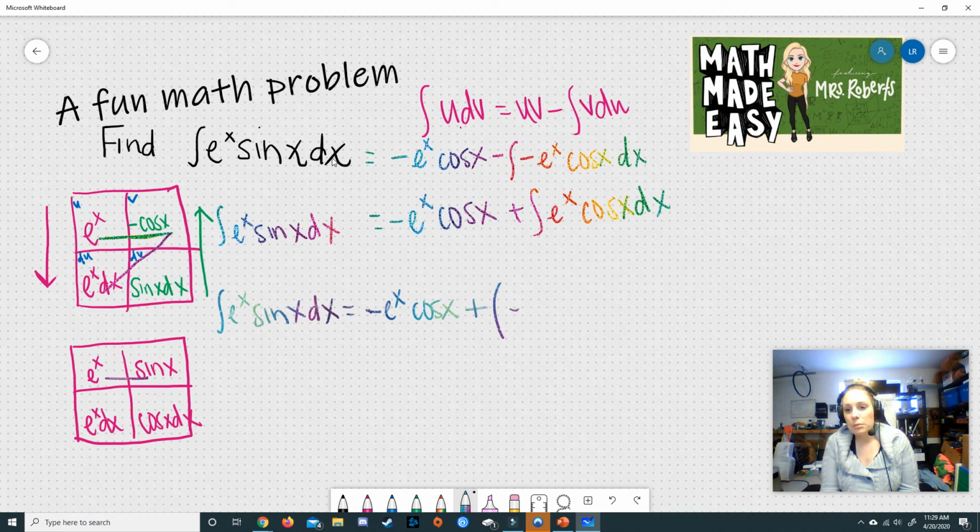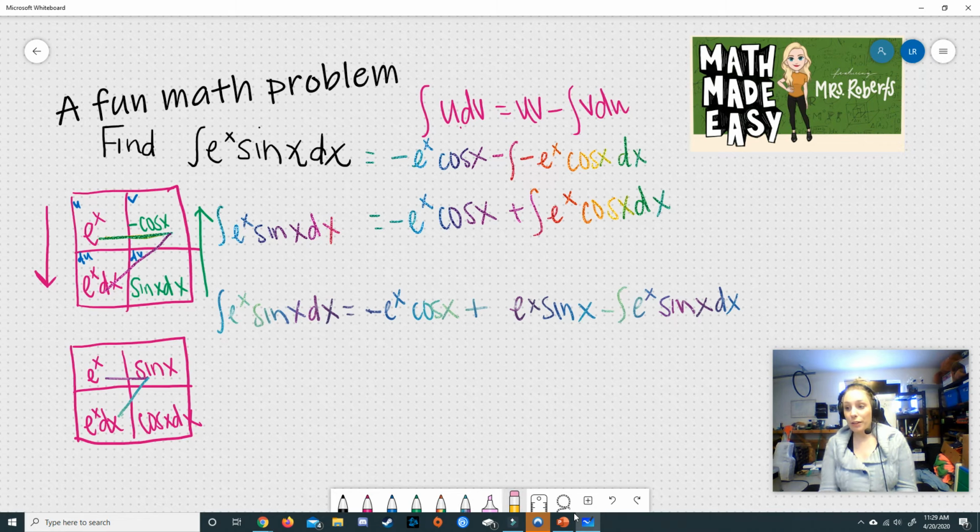E to the x times sine of x, and then subtract the integral of e to the x sine of x. Now, because this is a plus sign here, when I distribute it in a plus sign, it actually doesn't change any of my signs. So you don't need this set of parentheses. If it was a minus sign, then you would want to have that set of parentheses so that you'd remember to distribute in your minus.